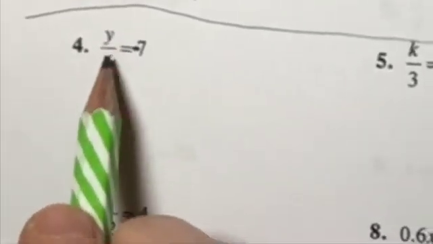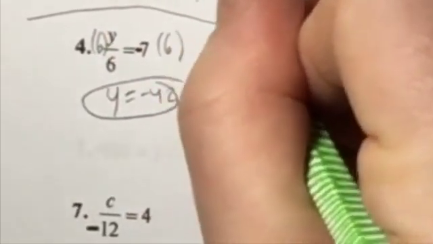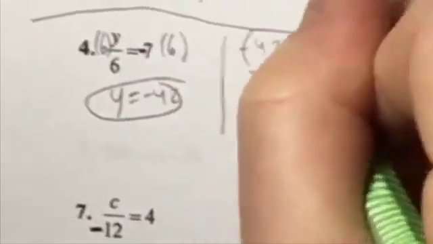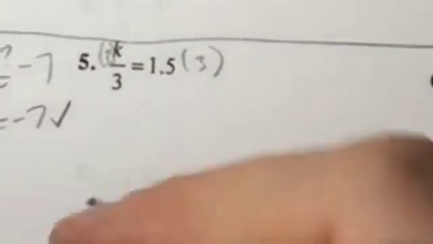Well, now we have y divided by 6. The inverse is multiplying both sides by 6. Show that with parentheses. Y equals -42. Circle: is -42 divided by 6 equal to -7? -7 equals -7, check. Again, division, so the inverse is multiplication. Show that with a 3 in parentheses on both sides.